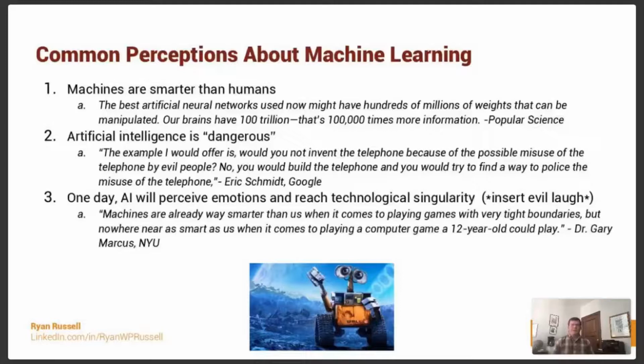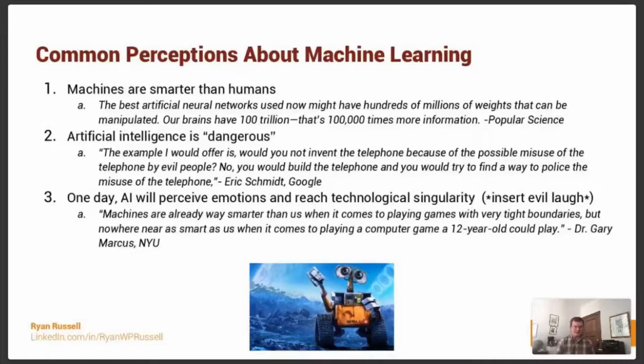What we would do is find a way to police the misuse of that telephone. Right, so just because machine learning could be manipulated for negative purposes, to steal money, to manipulate markets, to manipulate search engine results, or hack to manipulate organic social networks, it doesn't mean that we don't implement machine learning. It simply means that we find a way to police that and correct it as it happens.